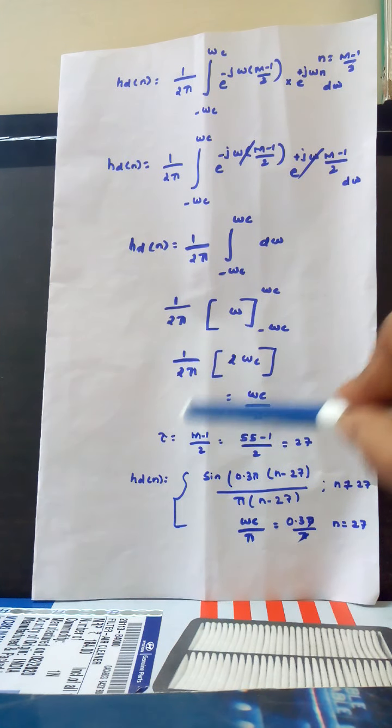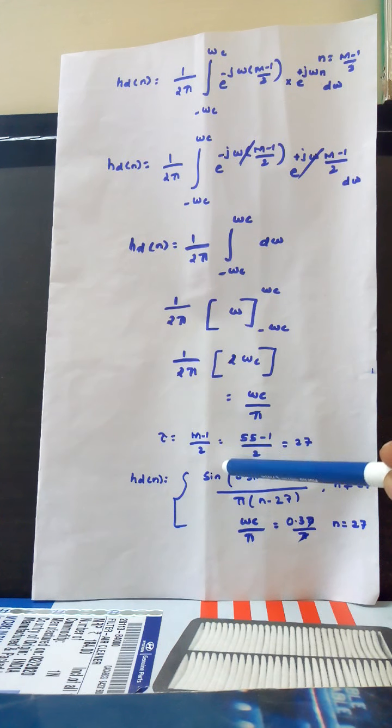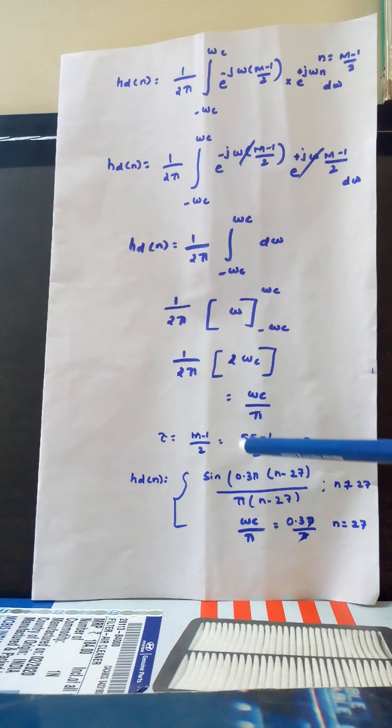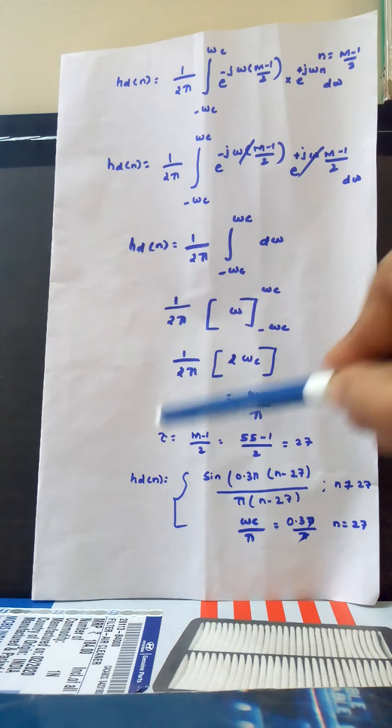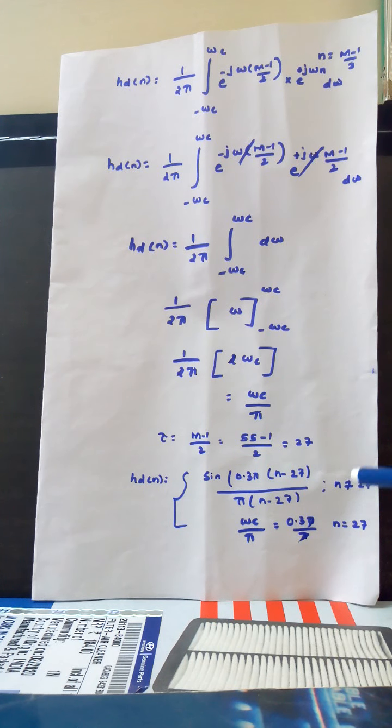Correct. Already we know that tau equals (m−1)/2. We found our order m is 55, correct? So m is nothing but the order. So (55 − 1) divided by 2, we get 27. So tau, which is (m−1)/2, is 27 here.